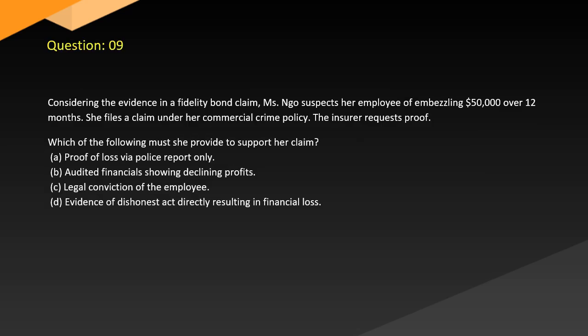Question 9. Considering the evidence in a fidelity bond claim, Ms. Singh suspects her employee of embezzling $50,000 over 12 months. She files a claim under her commercial crime policy. The insurer requests proof. Which of the following must she provide to support her claim? A. Proof of loss via police report only. B. Audited financials showing declining profits. C. Legal conviction of the employee. D. Evidence of dishonest act directly resulting in financial loss.